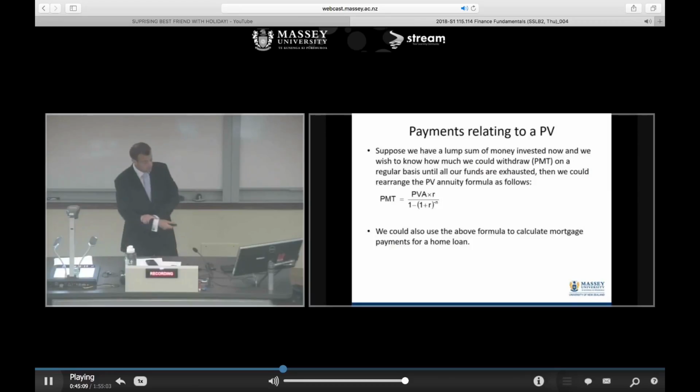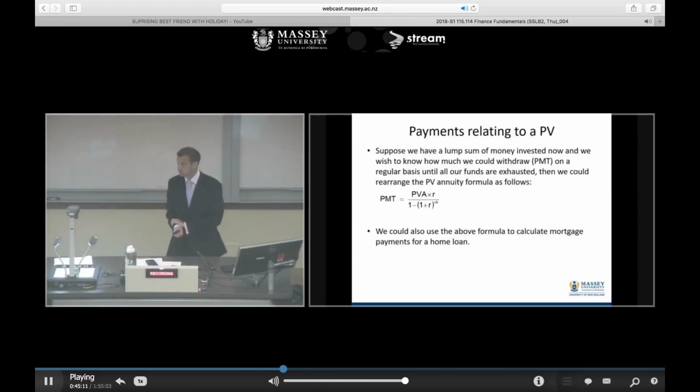So we could also use the same formula just for mortgage payments, loan payments, car loan payments, hire purchase agreement payments, those types of things.